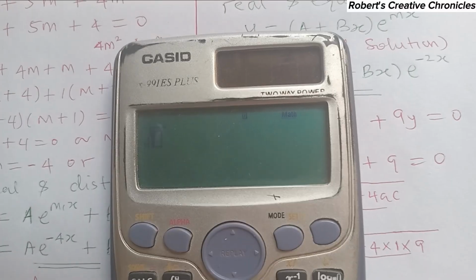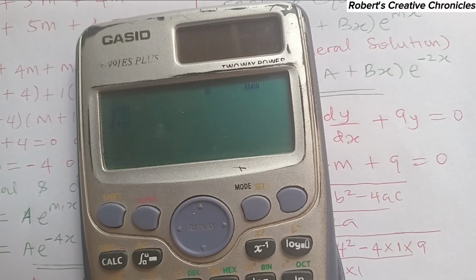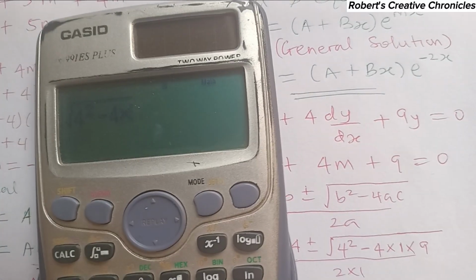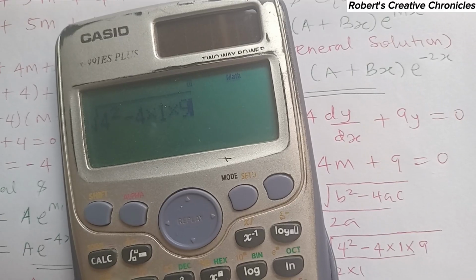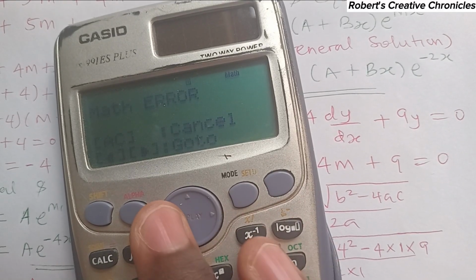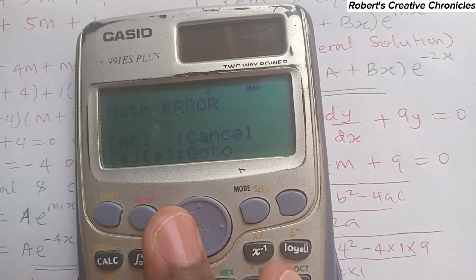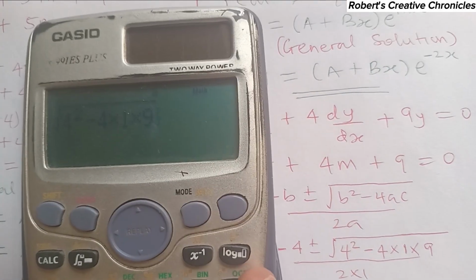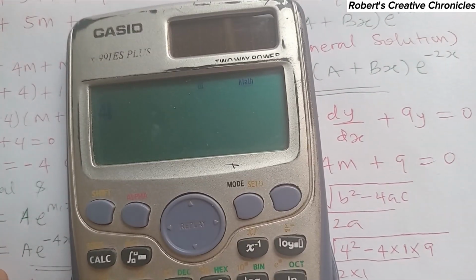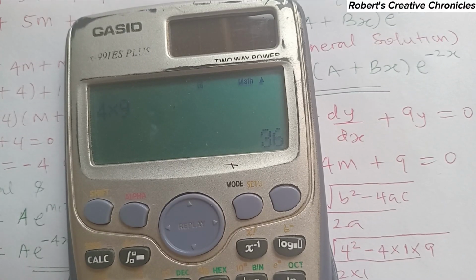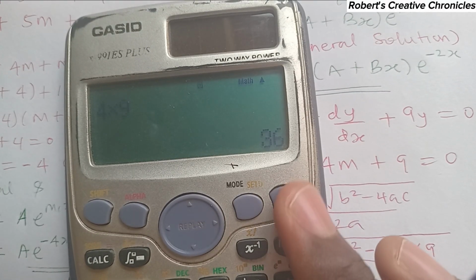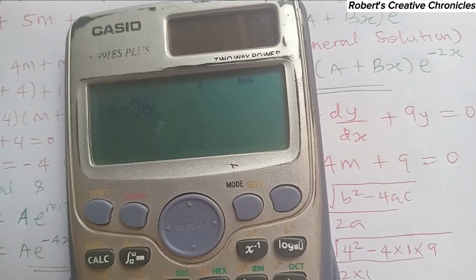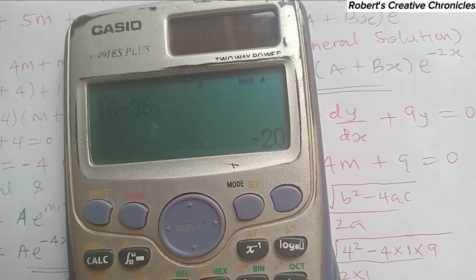So let me find the bracket, the square root term. 4 squared minus 4 times 1 times 9. You see it's giving us error. That means I'm sure it's an imaginary number. This will be 4 times 9 is what? Is 36. And this is 16. So 16 minus 36 is what? Is minus 20, you see.